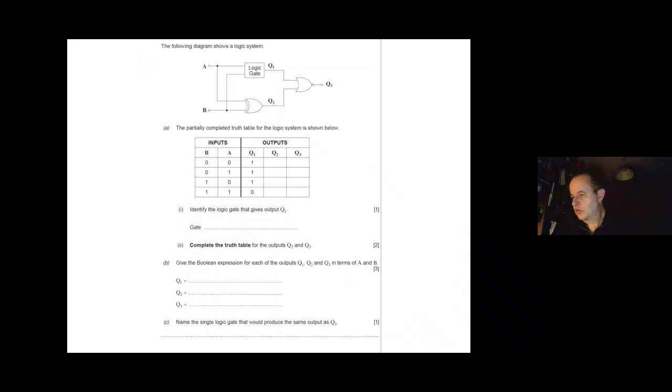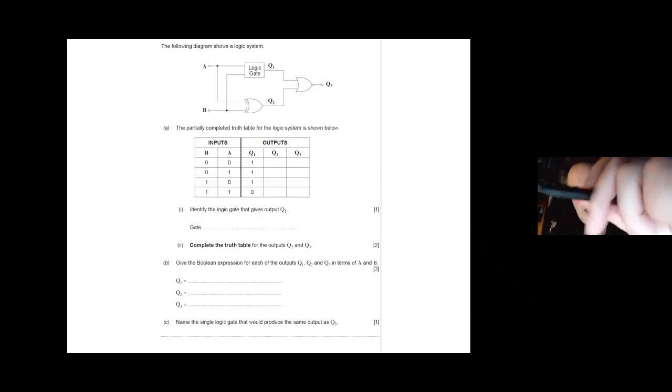Going on to examples of what they like asking in exams themselves. The first one here is showing some gates, and with these gates, you then have to use a truth table to find the functions which come out of it. What I always tell students to do in an exam situation, just to stop mistakes, is maybe draw the truth table.